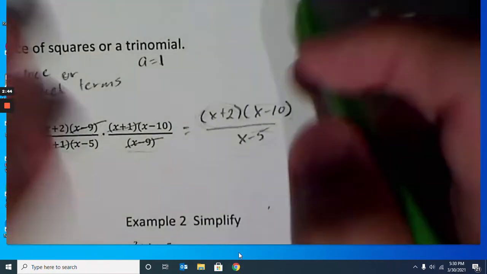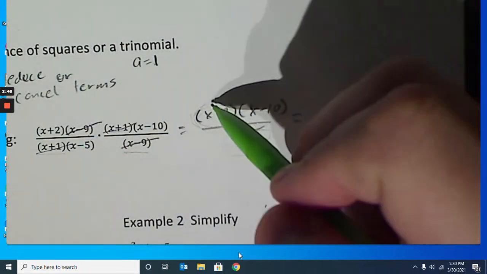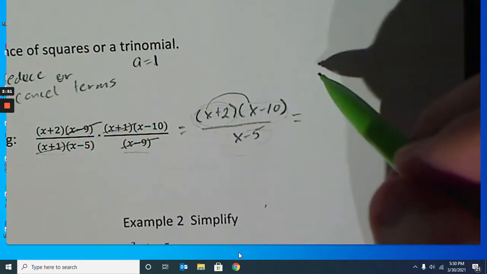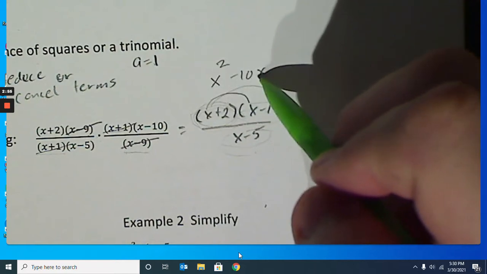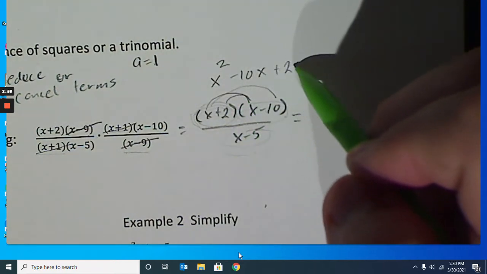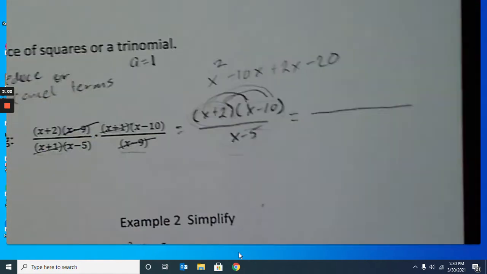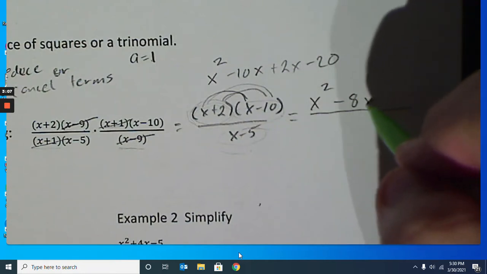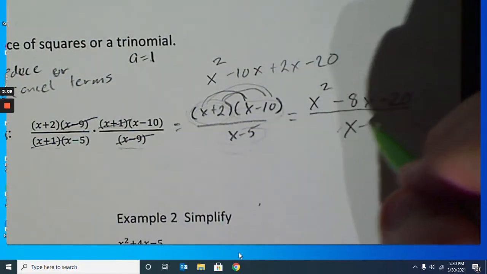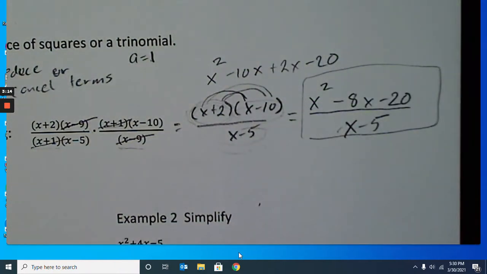But what we are going to do is go back to our old friend of multiplying these terms, where if we do x times x, which is x squared, x times negative 10, which is minus 10x, 2 times x, which is 2x, 2 times negative 10, which is minus 20, so that our final answer is going to be x squared minus 8x minus 20, and then x minus 5 on the bottom. And we have our multiplied expression. That's what we're going to be doing.